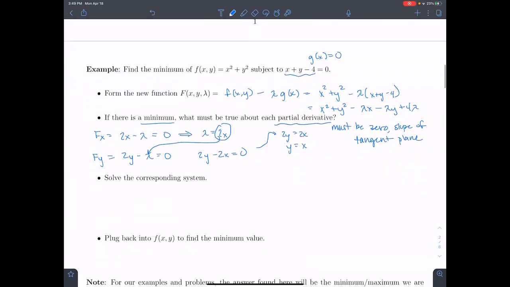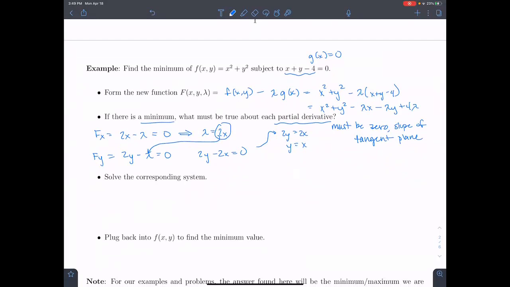Okay, so then you're going to use that in your g of x equation. So g of x, remember, is 0 equals x plus y minus 4. And we know that y equals x. So we have 0 equals x plus x minus 4. So we have 4 equals 2x, and then we have that x equals 2. And if x equals 2 and y equals x, then y also equals 2. So (2, 2) would be the minimum here.